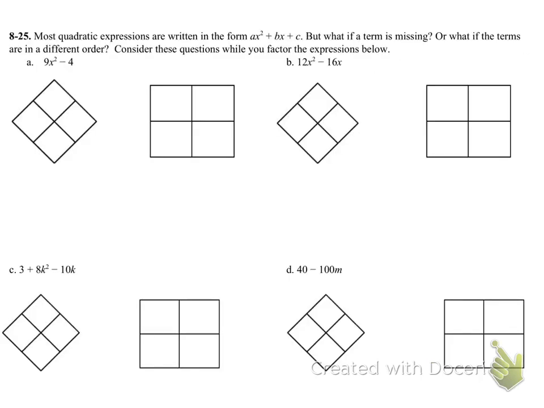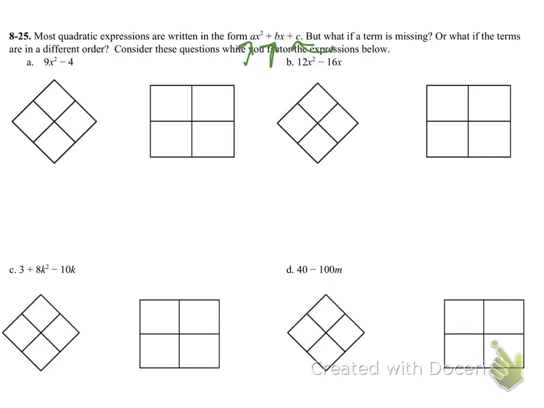Okay, here we go. 3 minutes in, we're good. So most quadratic expressions are written in the form ax squared plus bx plus c. But what if I'm missing a term? What if the terms are in different orders? Let's figure out if we can still use the diamond and the generic rectangle to figure this out. Remember, ax squared is the first term. Any term with just an x is always my middle term. And any term without an x is always my last term.